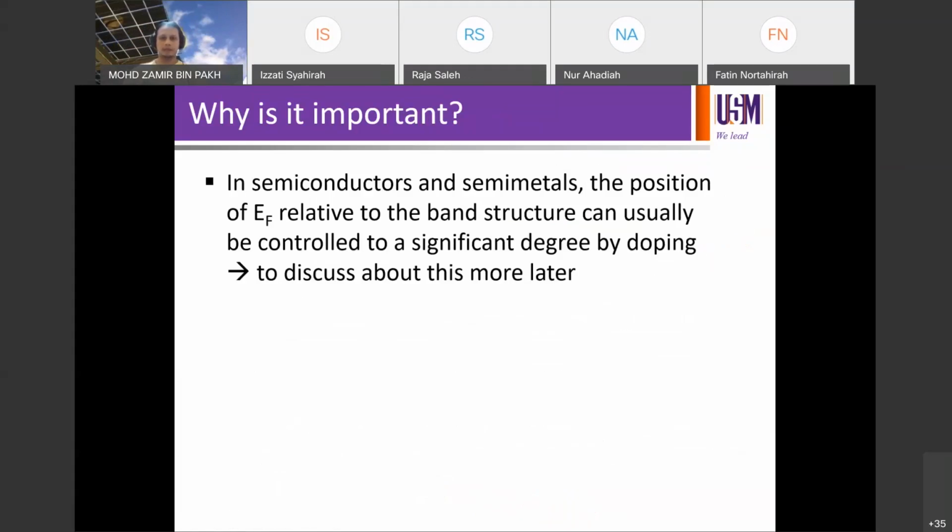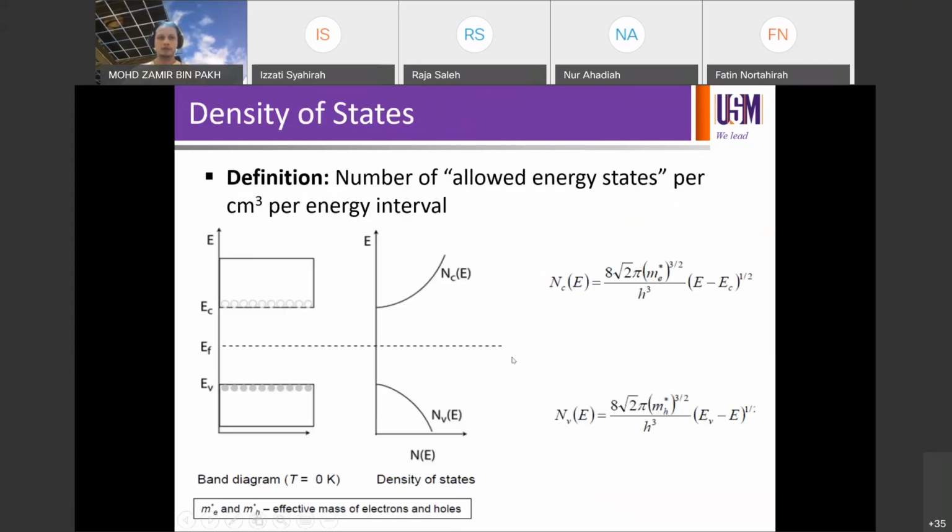So in semiconductor and semi-metal, the position of EF relative to the band structure can be controlled. This is exactly what I said. We're going to discuss this in our next topic, intrinsic and extrinsic. So now let's go through DOS.